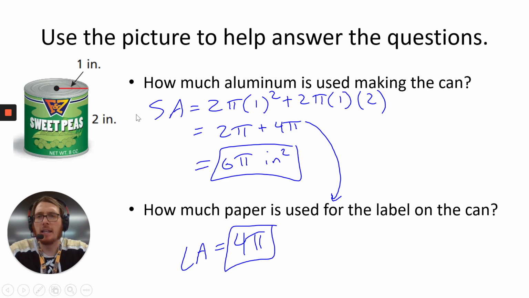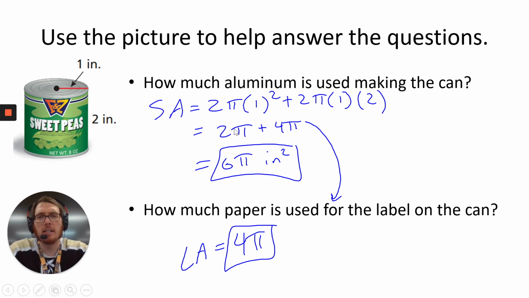Okay, we're going to look at this can, just a few different styles of questions. How much aluminum is used to make this can? So that's just surface area because the aluminum's throughout the entire can. So 2 pi r squared. It's easy here because r is 1. So 2 times pi times radius squared plus 2 times pi times r, and then times the height of 2.